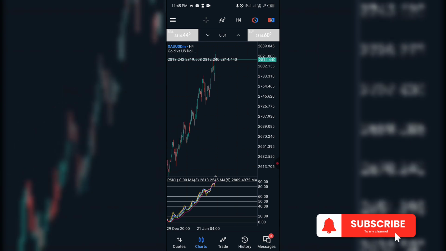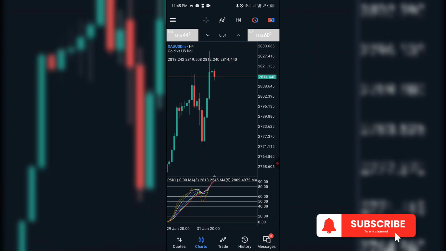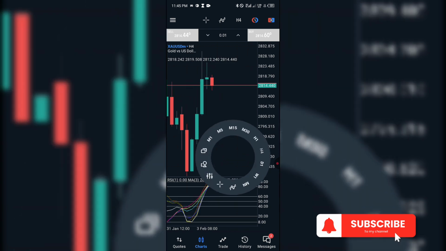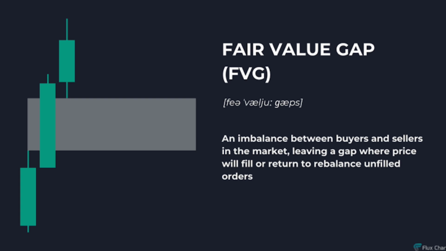So now we need to identify a fair value gap, guys. As you can see right here on the 4-hour time frame, we can obviously see a fair value gap right at this point, guys. Now this is where we're going to find our fair value gap. This is what we call a fair value gap.